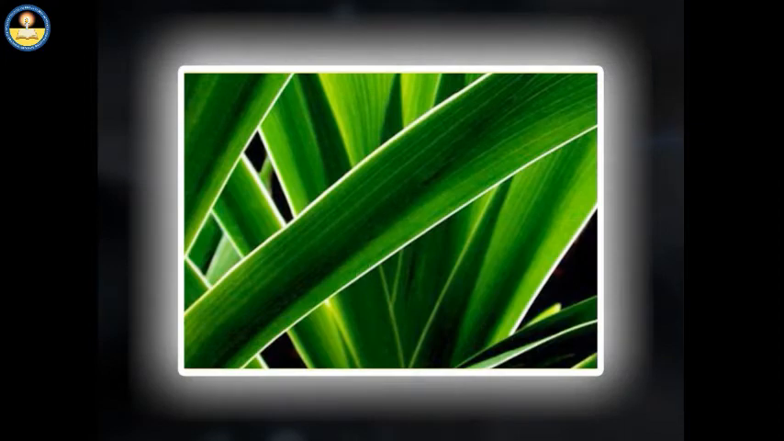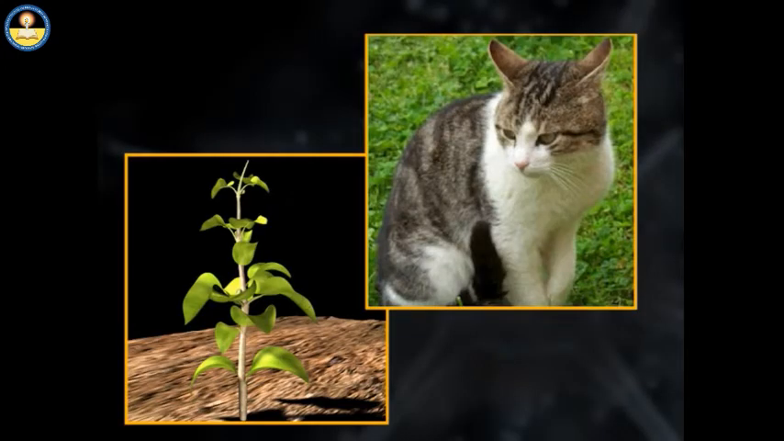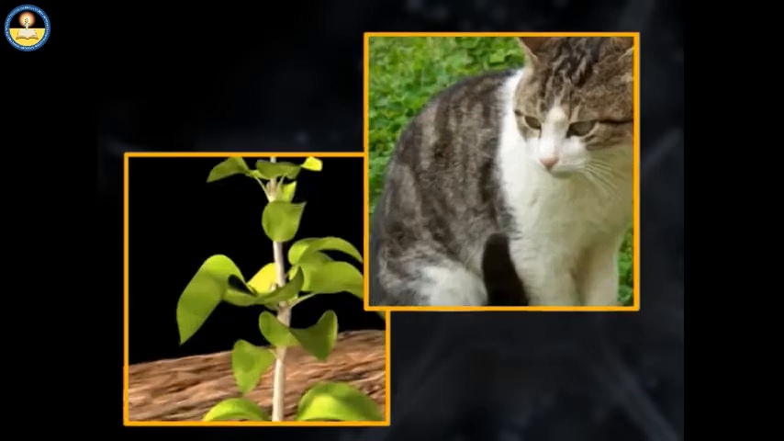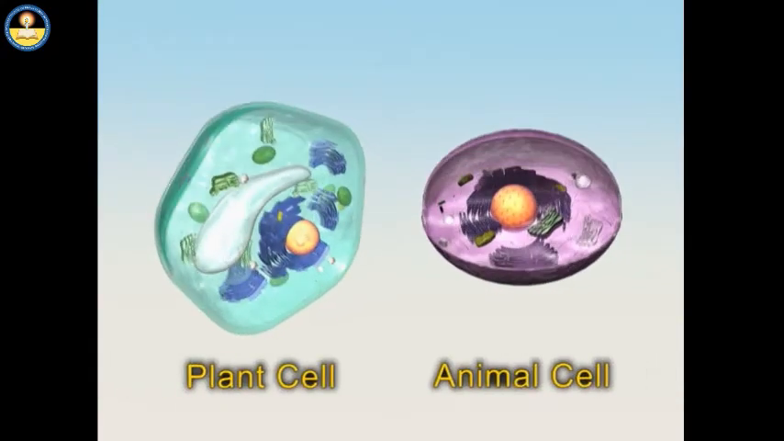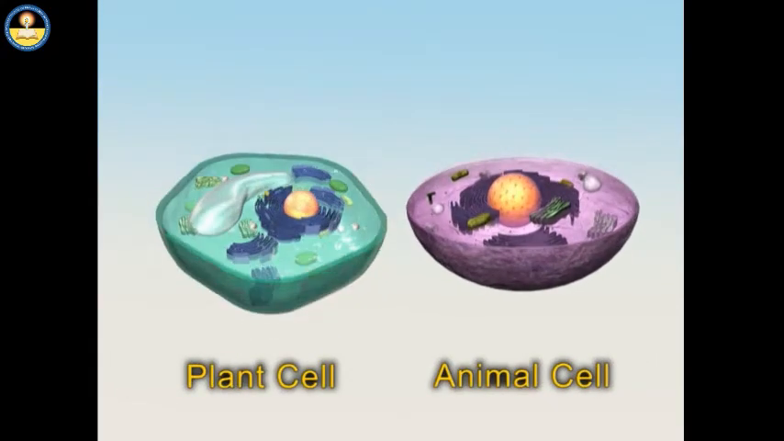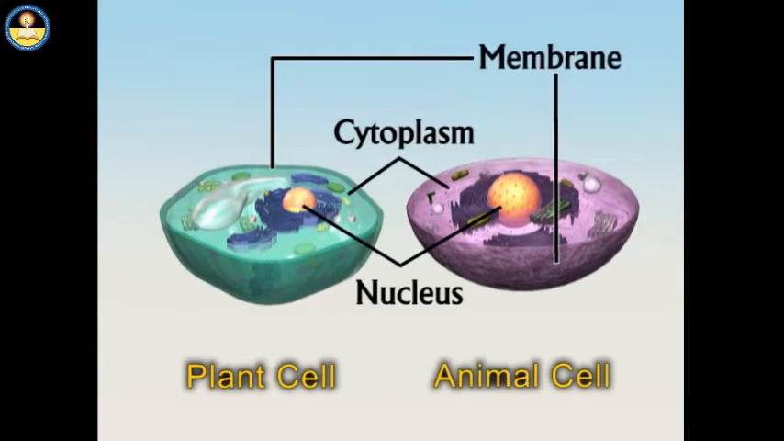Most multicellular creatures are either plants or animals. Plants and animals look different and act different, but deep down both of them are made up of cells. These are plant cells and these are animal cells. Both the cells have three critical parts in common: the nucleus, the cytoplasm, and the membrane.